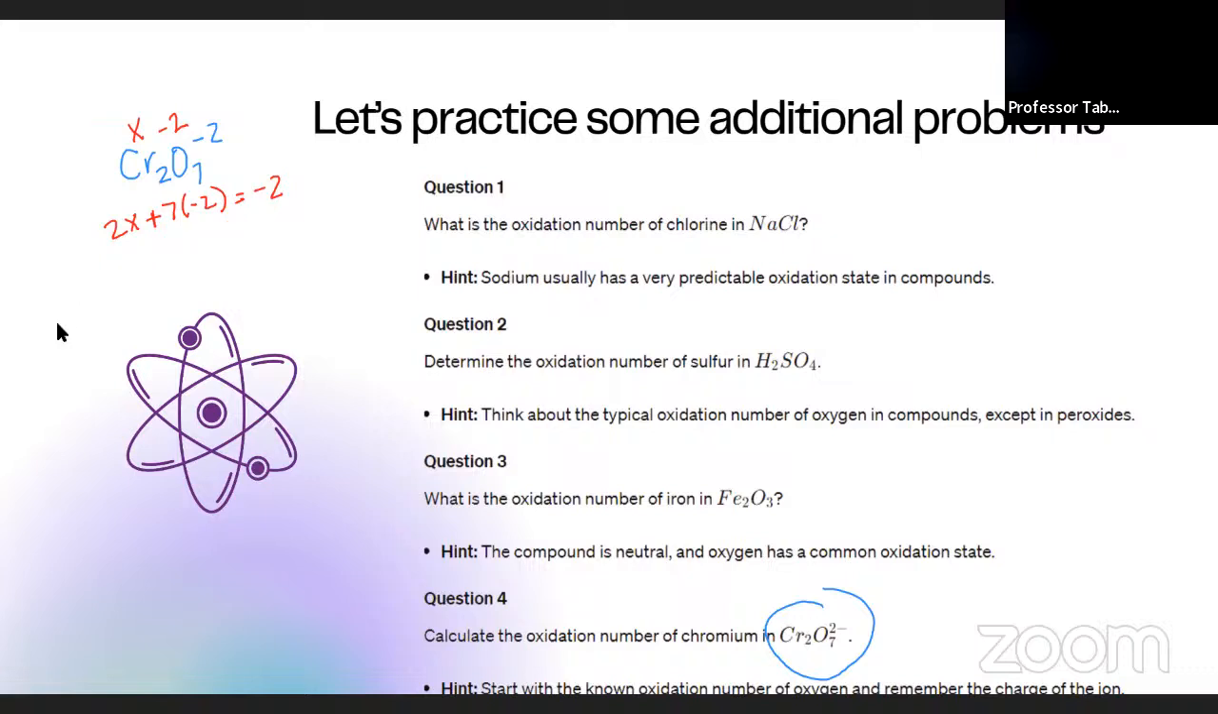So now you're going to say, all right, 2x minus 14 equals negative 2. Well, we're going to add 14 to both sides so that we can get 2x by itself. And 2x equals, well, what's 14 minus 2? It is equal to 12. So when we divide both sides by 2, x is equal to positive 6. So the charge on that chromium is positive 6.